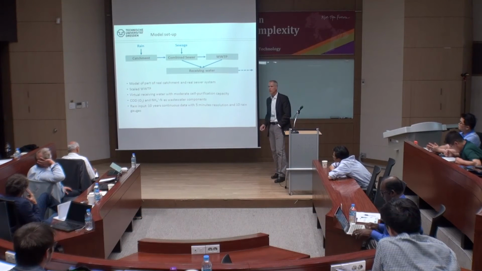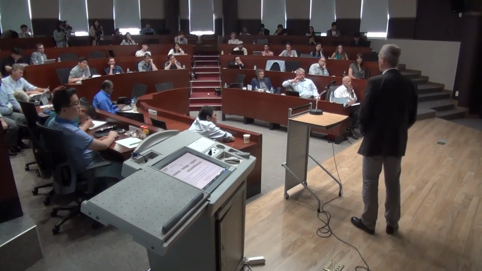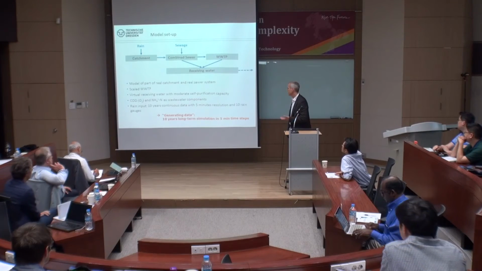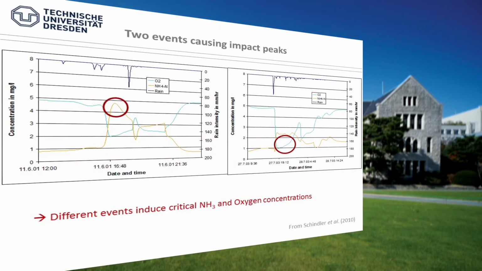We had the rain input of 10 years continuously in 5 minute time steps, and we also had this rain information from 10 rain gauges. So what we wanted to do is, with a continuous model of the 10 year period, to generate a lot of data in order to analyze what are the decisive cases when we cause the major impacts to the receiving water. So what we get as a result, these are just two individual events.